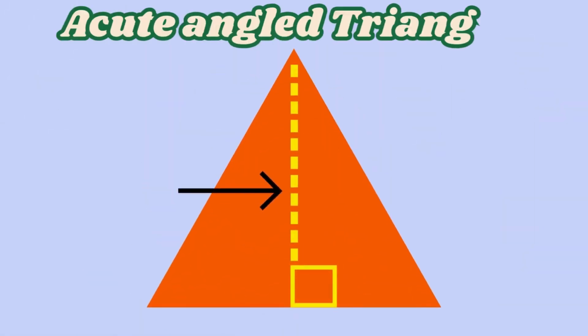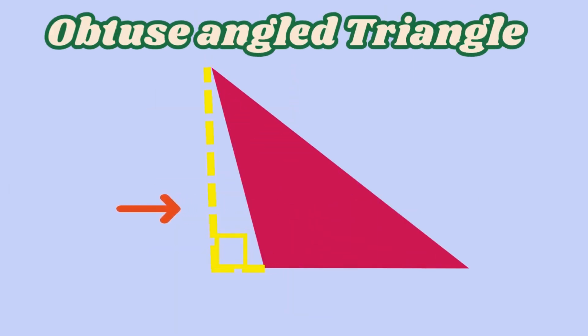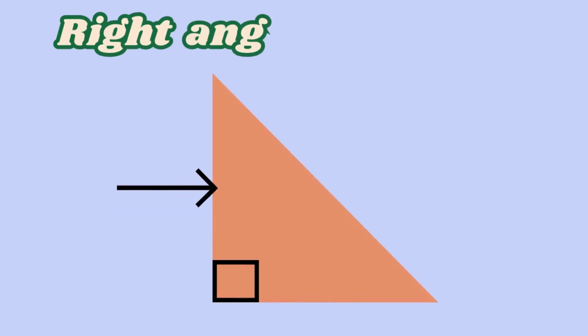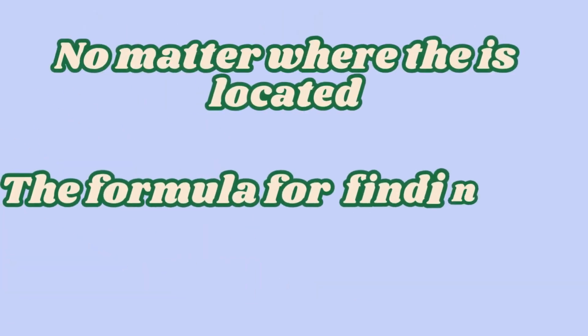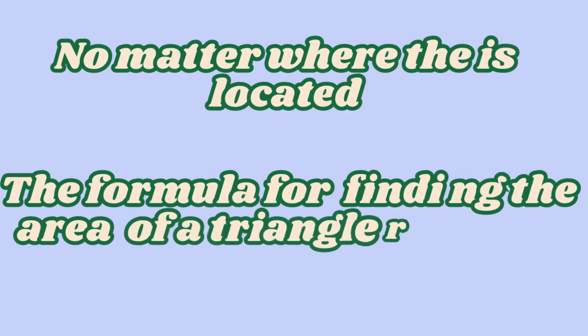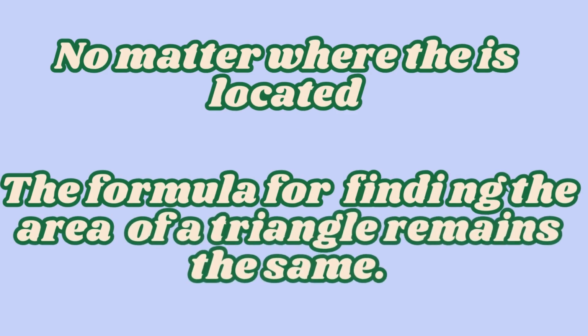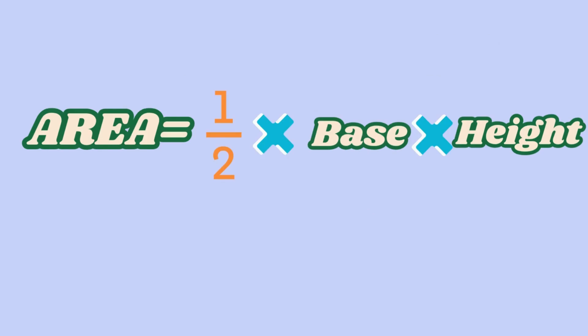Sometimes the height of a triangle is found inside the triangle, like in the case of acute-angled triangles. Other times, the height lies outside the triangle, like in obtuse-angled or some scalene triangles. And in right-angled triangles, the height is one of the sides itself. No matter where the height is located, the formula for finding the area of a triangle remains the same. Area equals half times base times height.